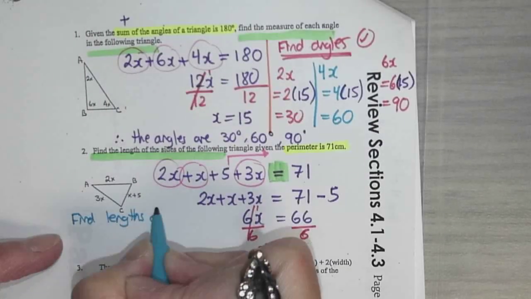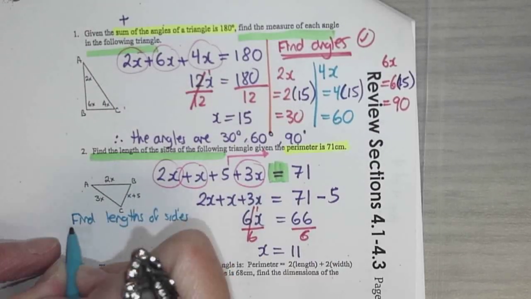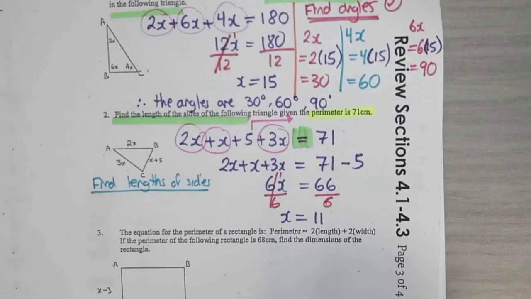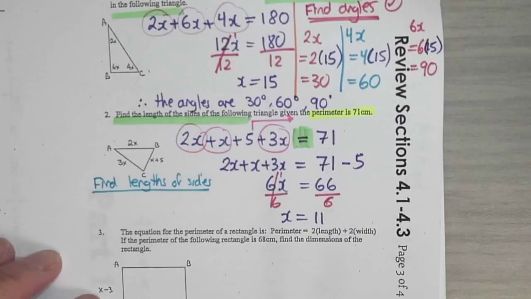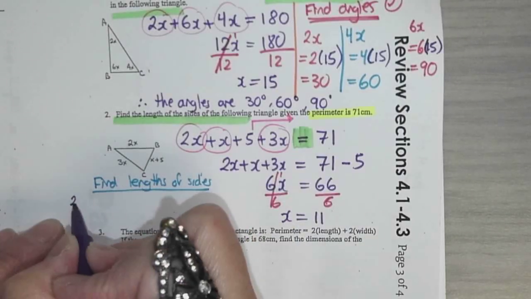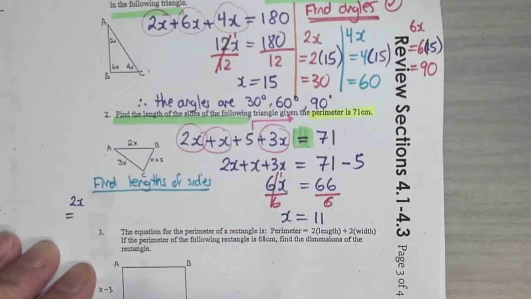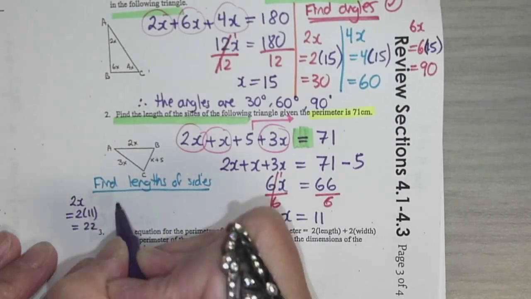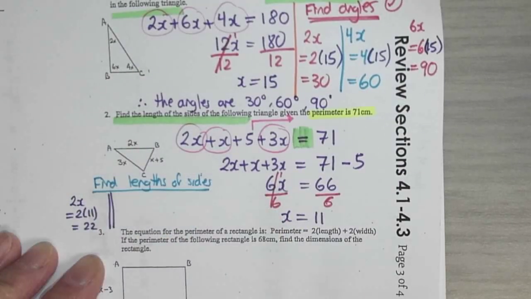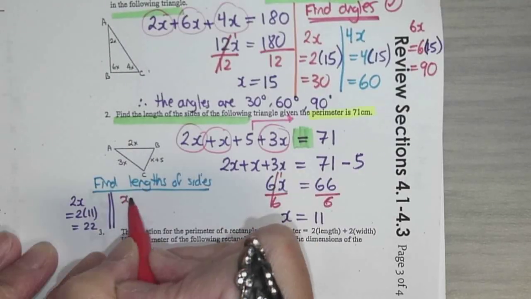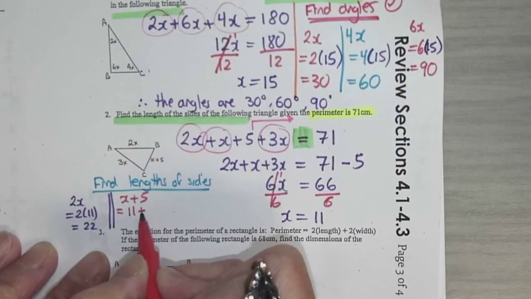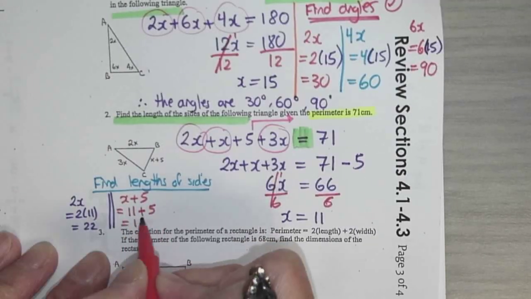lengths of sides. Okay, and again, I'm so sorry because I made this question, I shrank the page. So I'm going to write a little bit smaller. So for one side, I'm going to go 2x, and I'm going to grab the 11, so 2 times 11, so 22. Okay, I'm going to do the x plus 5, and that'll be put the 11 in, 11 plus 5, which is 16.